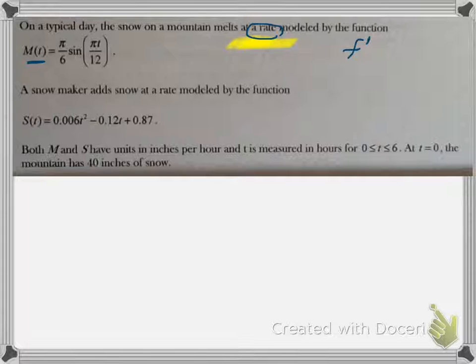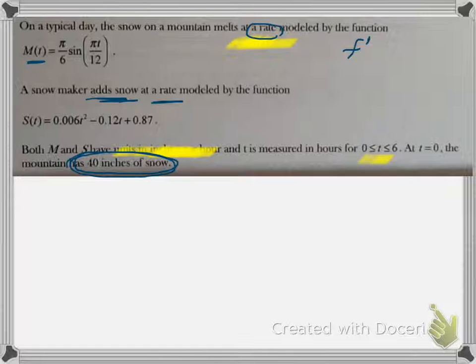So it's melting, which means that the snow is going away. Meanwhile, a snowmaker adds snow at a rate modeled by this particular function. So we also want to pick up on the fact that both M and S have inches per hour as their units, and we want to make sure we understand the time involved, 0 to 6 here. And then lastly, we want students to pick up on the idea that there are 40 inches of snow to begin with.